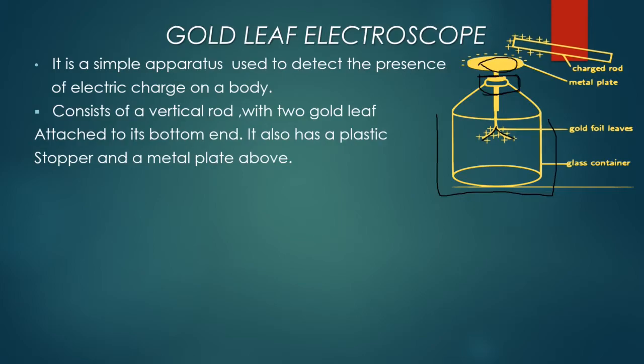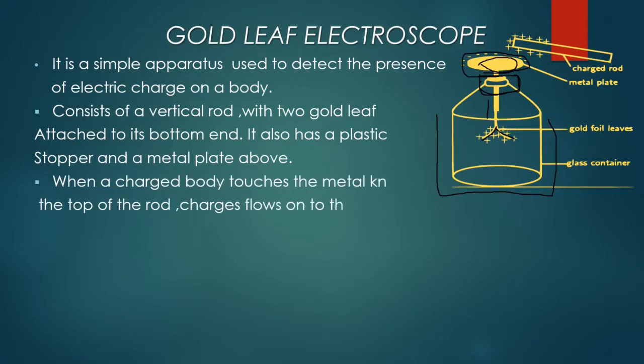It also consists of a vertical rod with 2 gold leaves attached to the bottom. It also has a plastic stopper. Plastic is an insulator, and a metal plate above it. This is a metal plate. Okay, so this is the body which you need to find out whether it's charged or not charged. So what you do is you bring this body towards the metal plate, and when it is in contact with it, the charges flow. It goes from here like this. And when the gold leaf senses that it has some charges, they diverge.